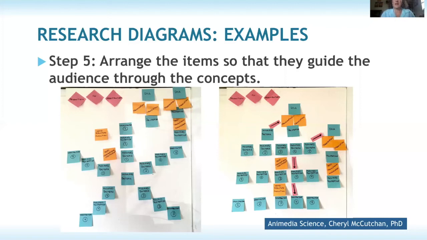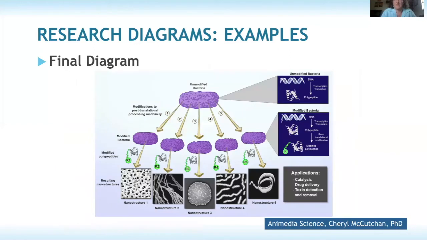So let's look at the final diagram. In the end, this is the diagram I ended up producing for the scientist. There are a whole lot of visual clues that tell your audience what they need to do to understand this. Normally, you're either going to start at the top, or you'll start at the left side and read to the right. I decided to start at the top with that unmodified bacteria.